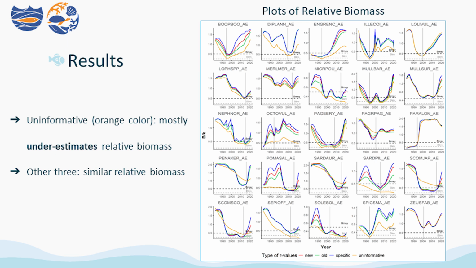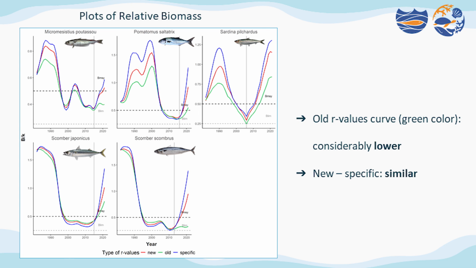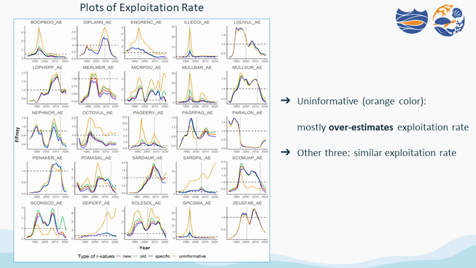So the first thing that someone can notice is that the uninformative category with the orange color mostly seems to underestimate the relative biomass for most of the stocks, whereas for the other three categories, the relative biomass estimations are similar to each other for each one of the stocks. But for 5 of the 25 stocks, as you can see here, the old R-values curve with the green color is presented considerably lower than the other two categories, the new and the specific ones, for which the relative biomass estimations were pretty close.